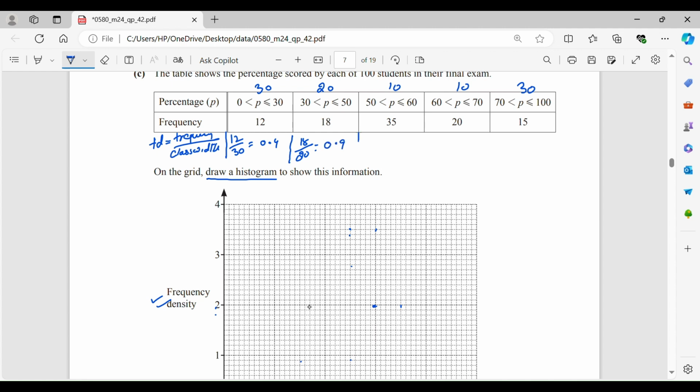Now 35 divided by 10, 3.5. Next will be 20 divided by 10, which is equal to 2, and last will be 15 divided by 30, which is equal to 0.5. Next, let's draw the frequency density histogram.